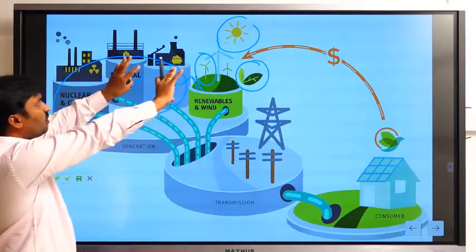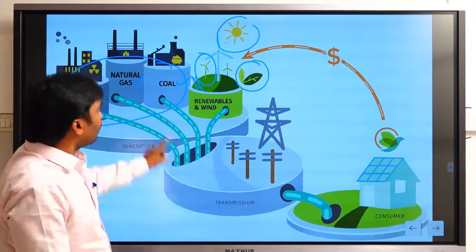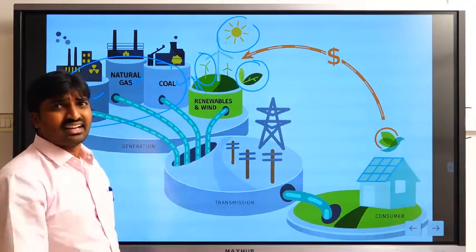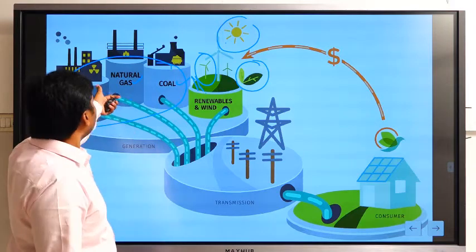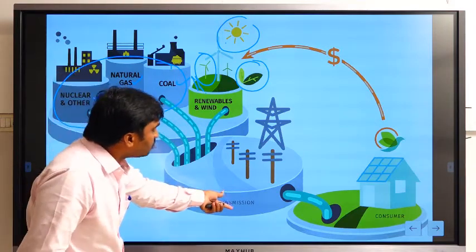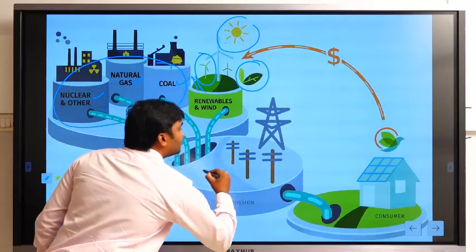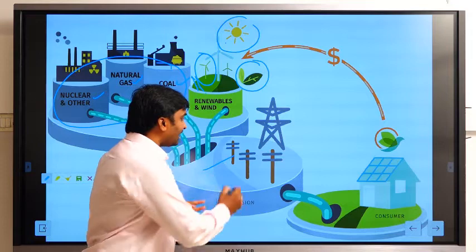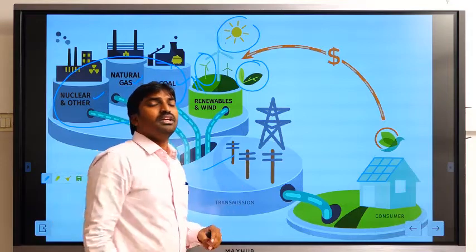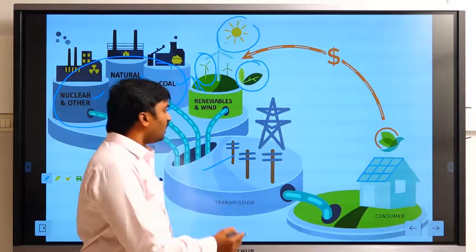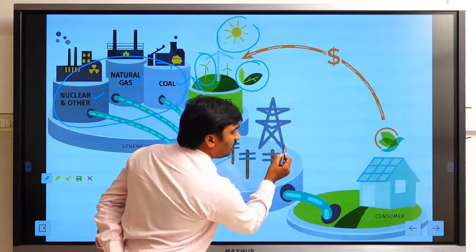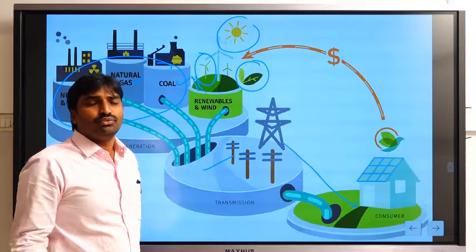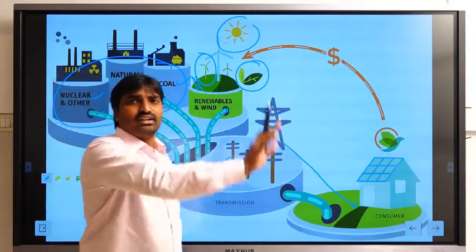So in every case, we are getting electricity. Can we utilize that electricity directly? No. First, the generated electricity needs to be transmitted to the transmission center. So this is the transmission center. All the energies are gathered at one point based on the requirements. And from the transmission center, the electricity is transferred to the consumers. So we can utilize the power for different applications.